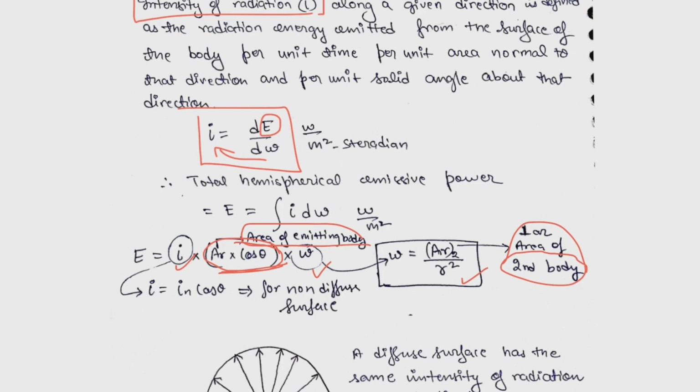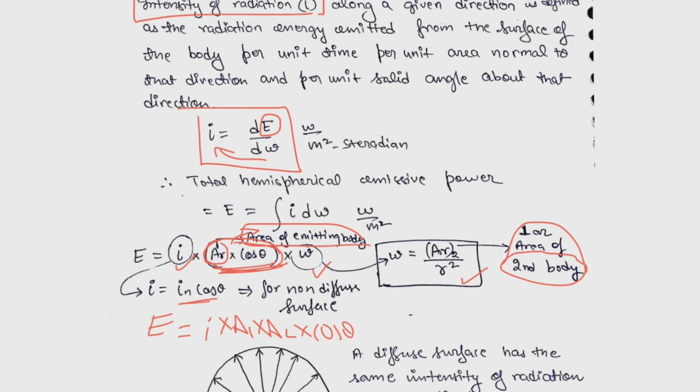Here don't get confused, A is the area of the emitting body. Okay, A cos theta is the area of the emitting body which is normal to the direction of emission. And we also know that I can be defined as I_N cos theta. Therefore E can be written as E is equal to I into A1 A2 into cos theta, where A1 and A2 are areas perpendicular to the direction.